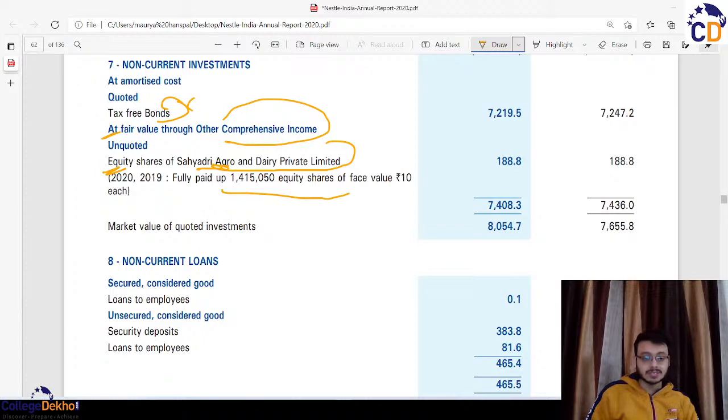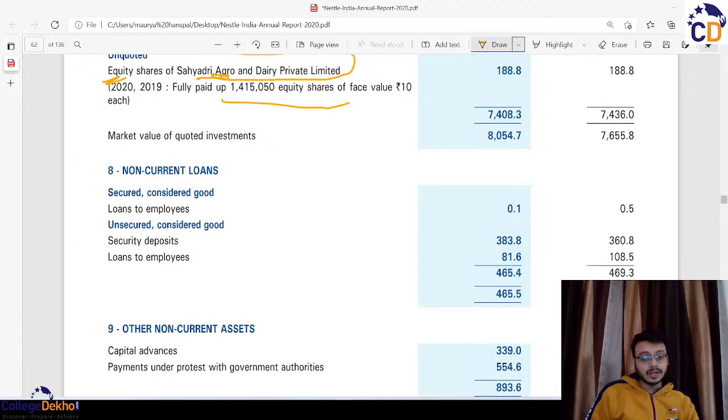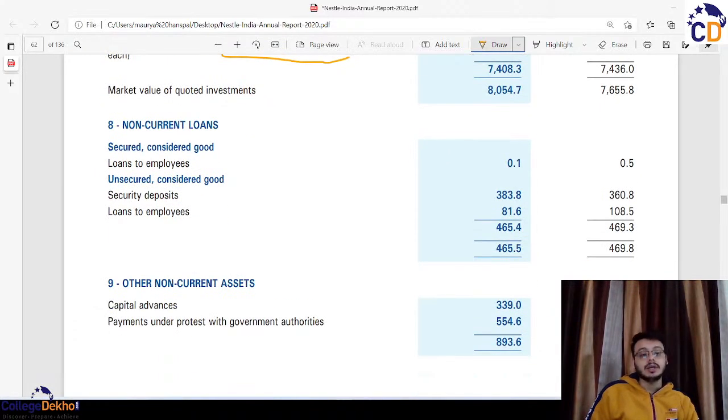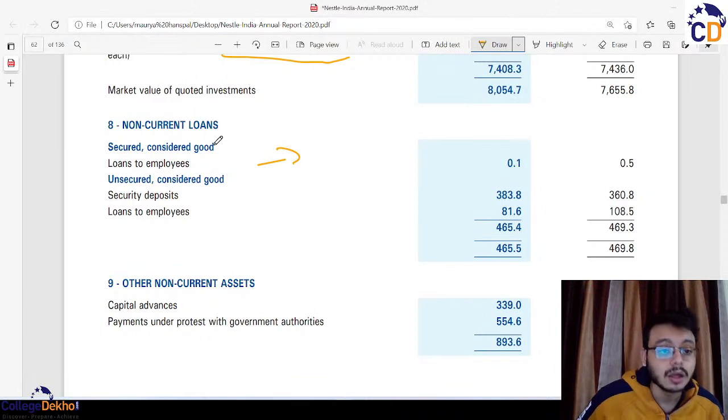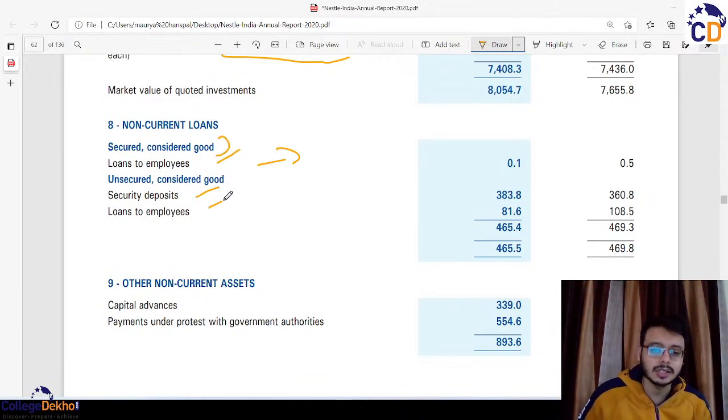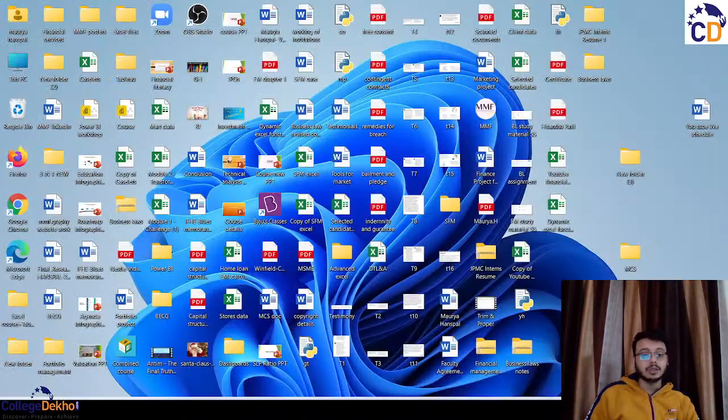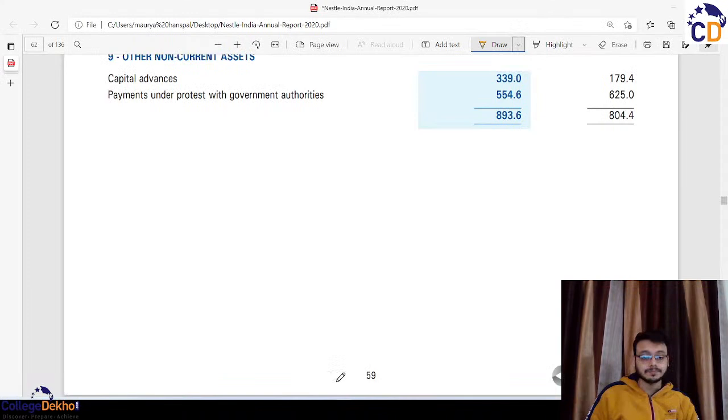Then the quoted investments, and we have the non-current loans, which have to be received, because loans have been given here, and they are talking about assets. Secured considered good loans to employees, some security deposits, loans to employees, then some other non-current assets, some capital advances, payments under protest with government authorities. Some money has been paid there.